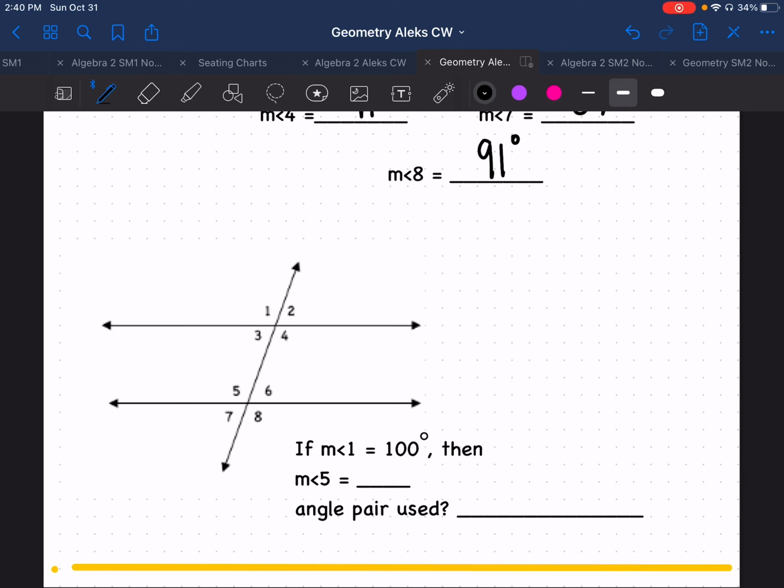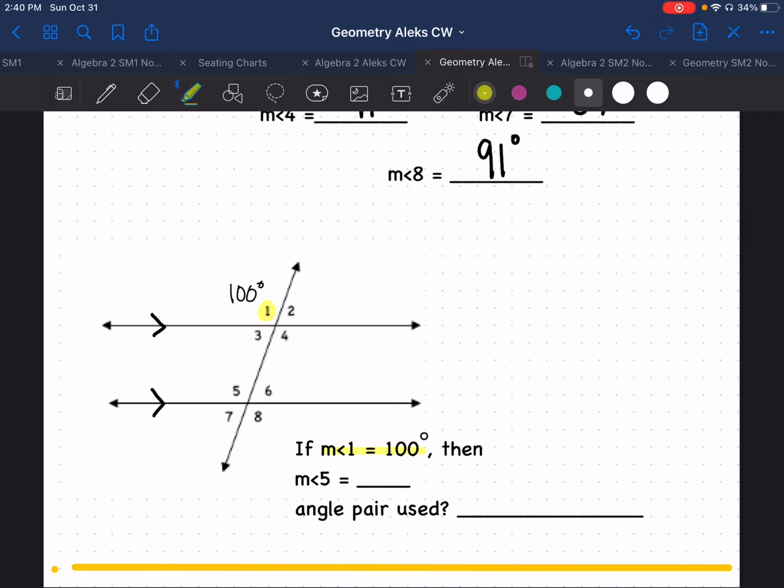You're going to see a picture like this. I do believe it will tell you that the lines are parallel. And then it's going to ask you if a certain angle is this, then what's the measure of this angle? And then tell me the type of angle pairs you used to figure that out. So here we go. The measure of angle 1 is 100 degrees. So let's find angle 1 and let's mark it as 100 degrees.